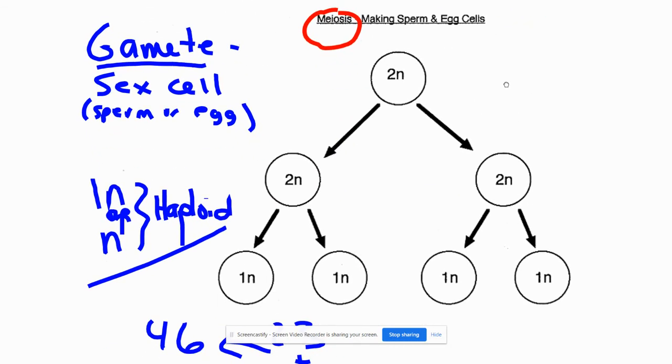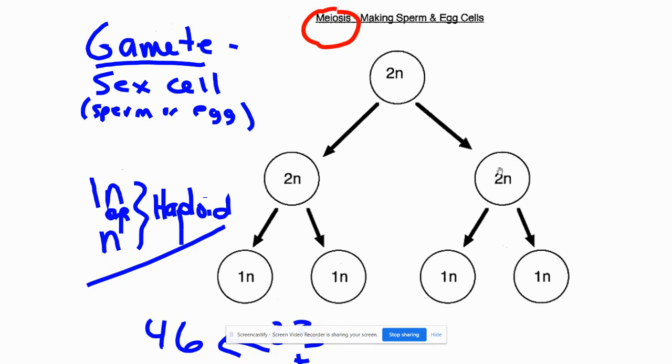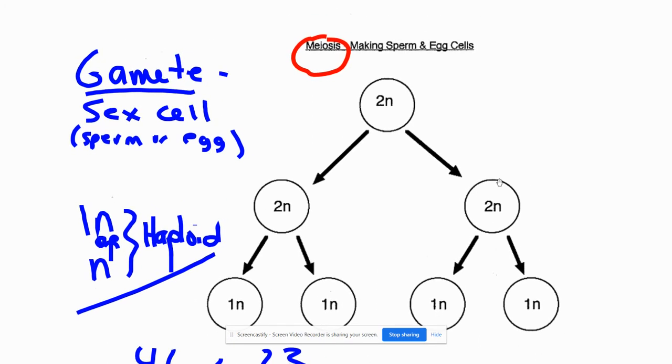So that's because of meiosis. The only purpose of meiosis is to make gametes, right? There's no meiosis going on in your leg or your arm or your liver or your kidney or your brain or your face or whatever. The only place this is happening is in either ovaries or testicles, depending on your gender. That's where meiosis is happening.